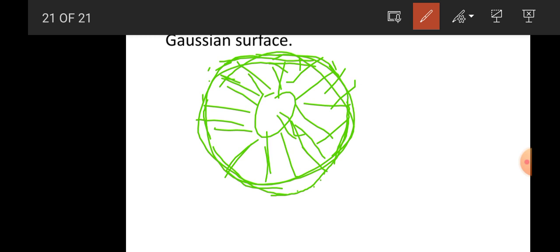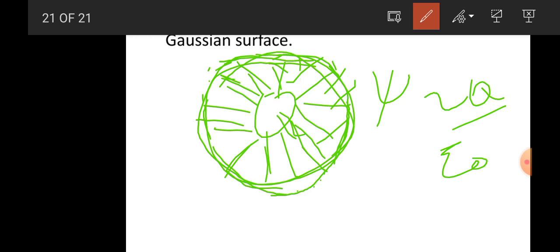So when describing Gauss law: Gauss law states that electric flux is directly proportional to charge and inversely proportional to permittivity of free space. Second, the use of Gaussian surface is that it helps us determine electric field strength.